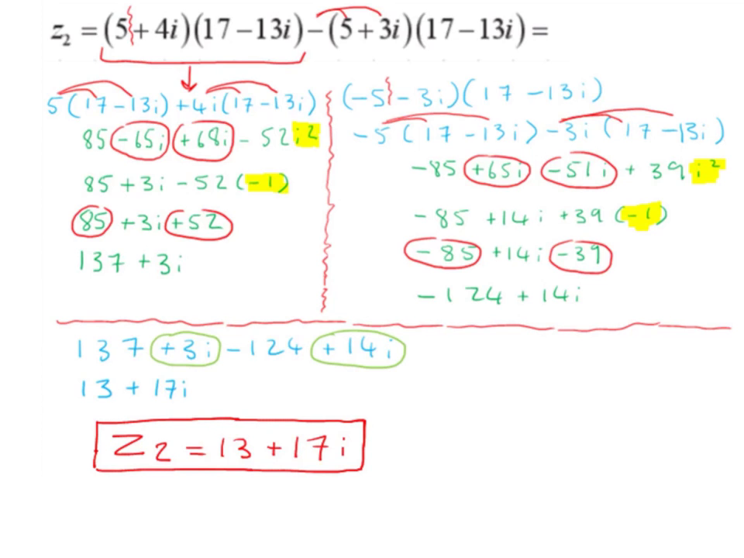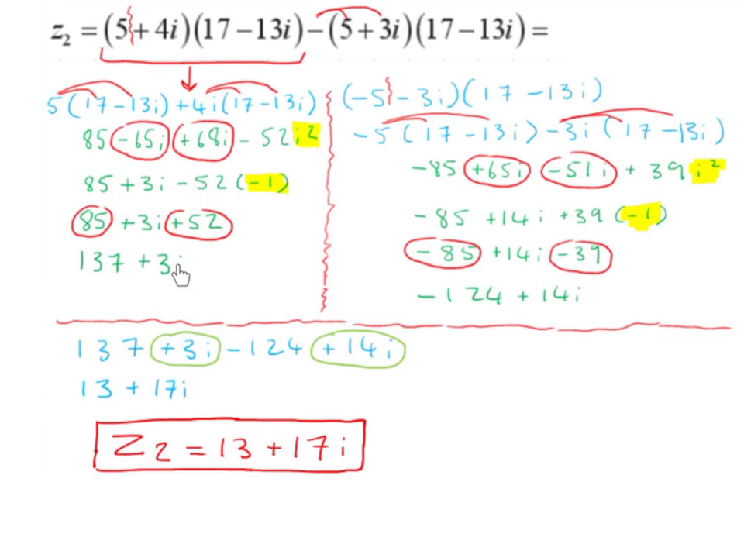Then what I'm going to do is multiply in this minus. I'm going to say minus by 5 is minus 5, and minus by 3i is minus 3i. And then I'm going to multiply that by 17 minus 13i. Then when I multiply these out, I'll end up getting minus 124 plus 14i. Again, I'll explain that in a minute.